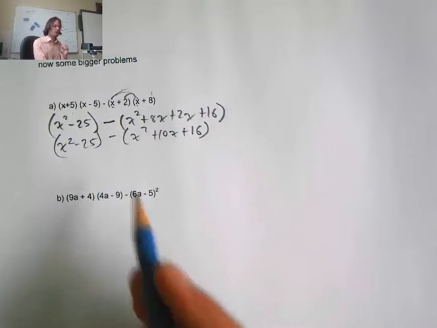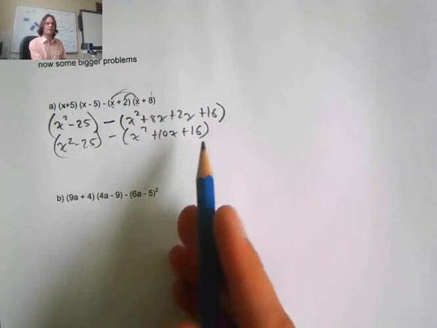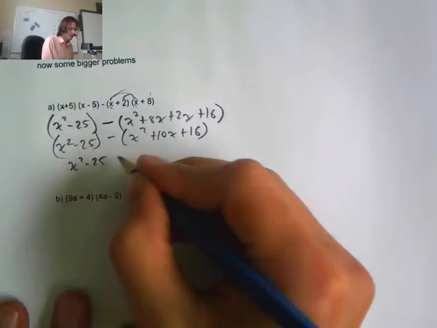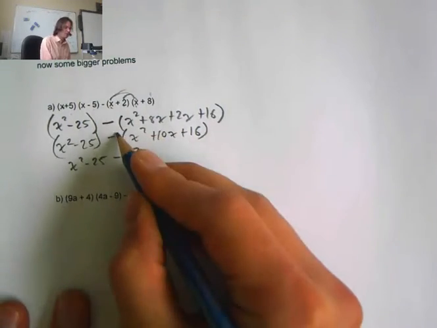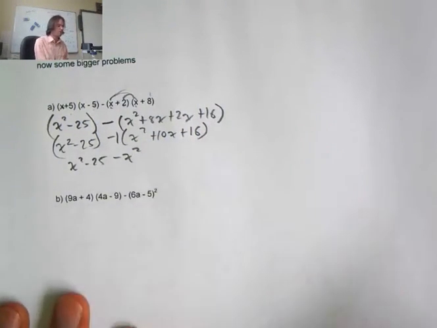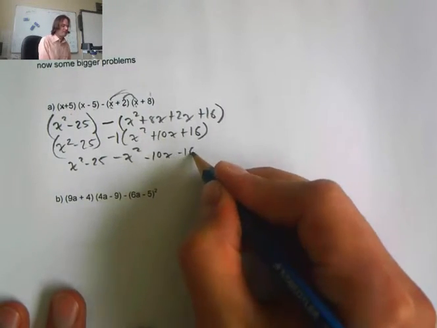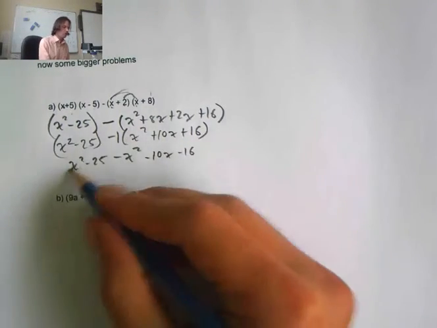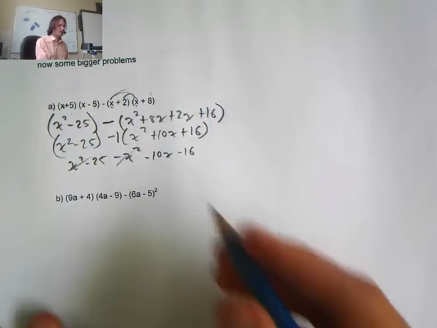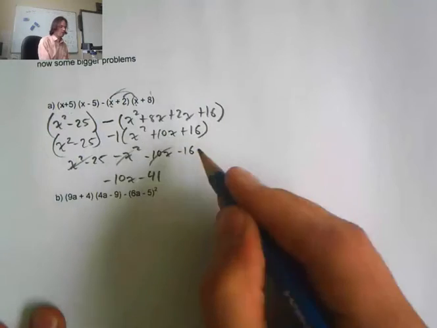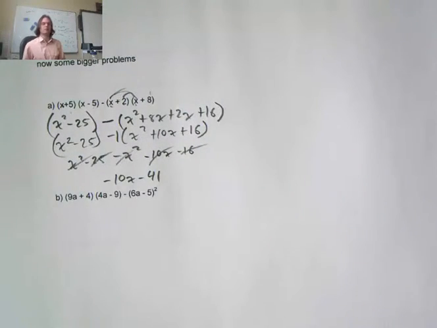Okay? So if I want to get rid of these brackets, I have to multiply in that negative 1. So I'm going to be left with x squared minus 25 minus x squared. And this negative 1, because there's an imaginary 1 there, goes into everything: minus x squared minus 10x minus 16. So let's combine like terms. Positive x squared minus x squared, those are gone. So I have negative 10x minus 41. Combine those, and that is my answer.